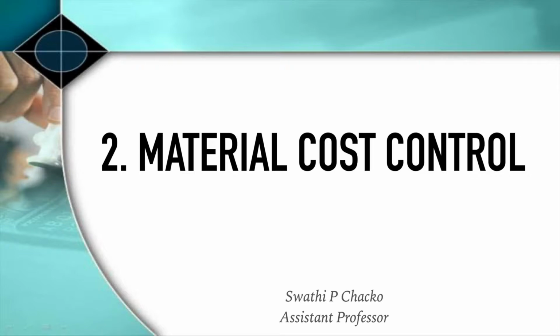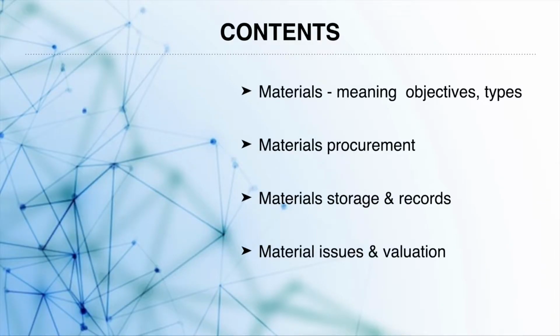Starting the second unit of cost accounting, called material cost control. Under this chapter, we're going to briefly study what we mean by materials, what the objectives are, and why you need to have material cost control. Why is it important to have control over the materials a company or business possesses?